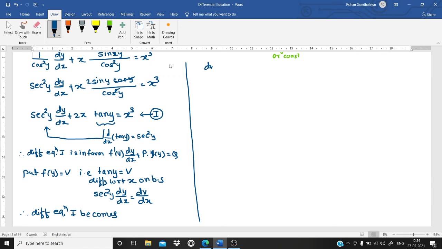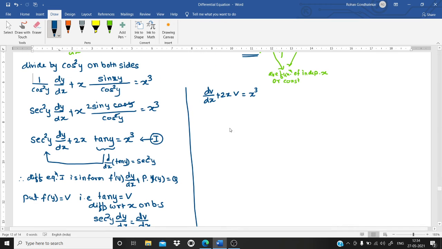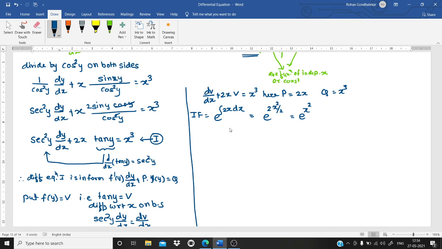Write the differential equation again. dv by dx plus 2x into v is equal to x cube. Fine. So here p is 2x, q is x cube. Therefore, integrating factor is equal to e raised to integration of 2x dx. That is e raised to 2 times integration of x, which is x square by 2. The 2 will get cancelled. We get e raised to x square.